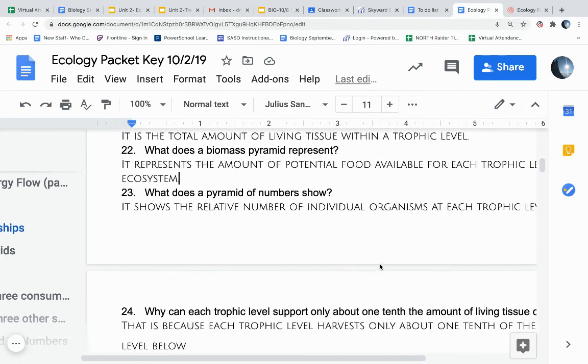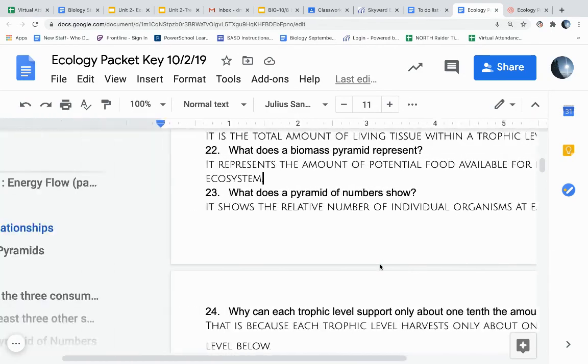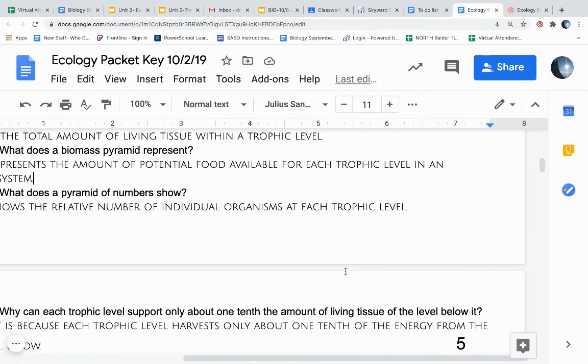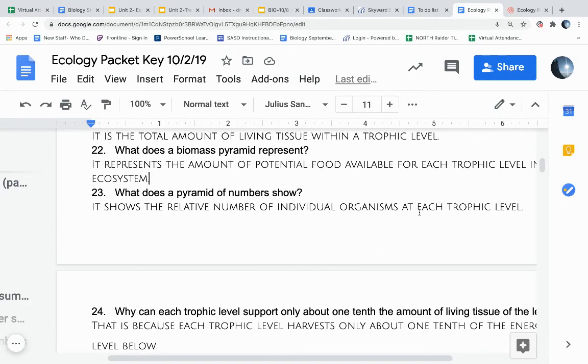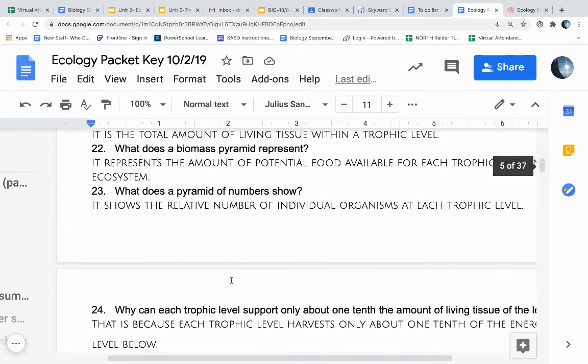So don't necessarily expect that I'll be going through all of the unit packet like this, but I just wanted to provide it for you virtual folks, so that we're on the same page as we begin this second unit, ecology. And remember, your worksheet's going to look a little bit different. So next time we'll move on to ecological pyramids and talk more about that with our POGIL.